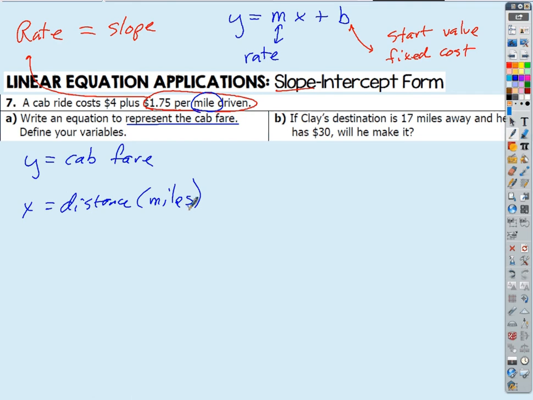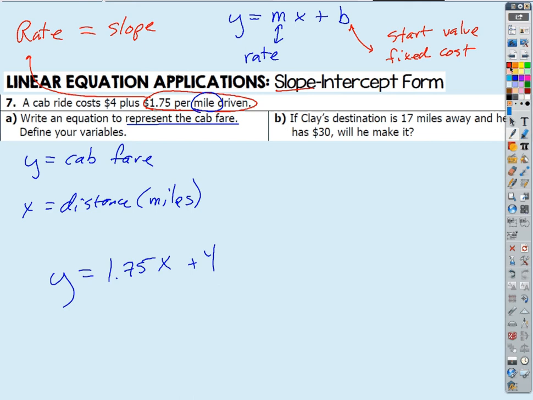So now let's write the equation. Okay, well, we're just going to write it in slope-intercept form. So the cab fare equals the rate. What's the rate in our word problem? 1.75 times the input variable, which we called x, that's the distance in miles, plus, what's our, plus 4. There it is. There's our model, right? Okay, and so what about part B then? If Clay's destination is 17 miles away and he has 30 bucks, will he make it? How would we know? Plug in 17. Let's see what happens.